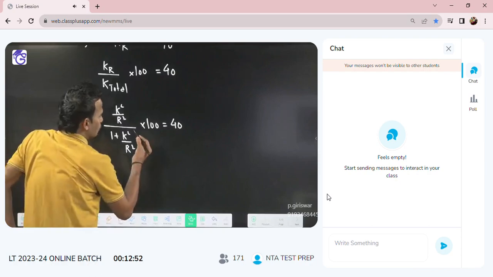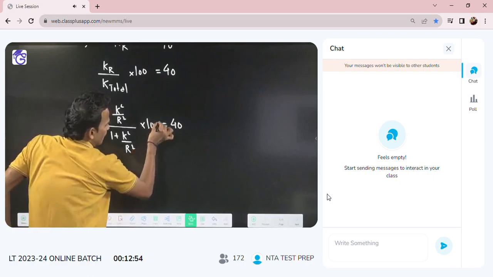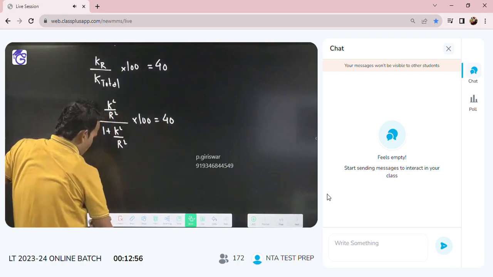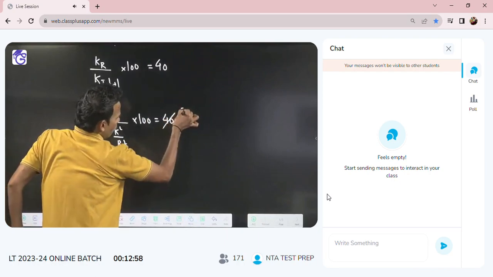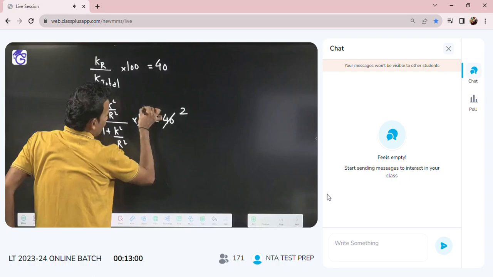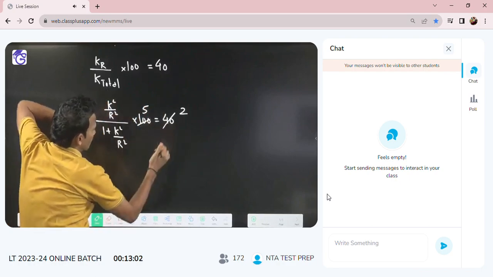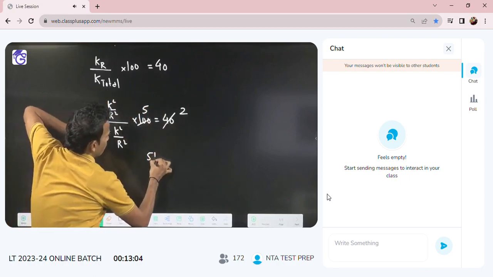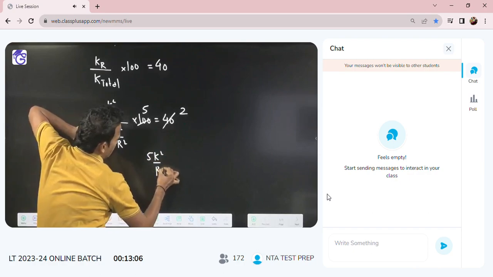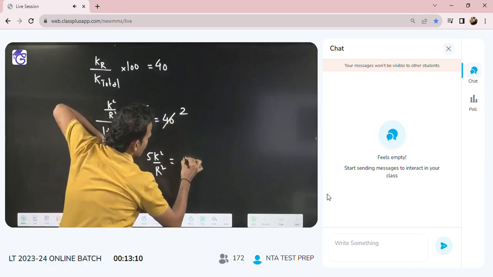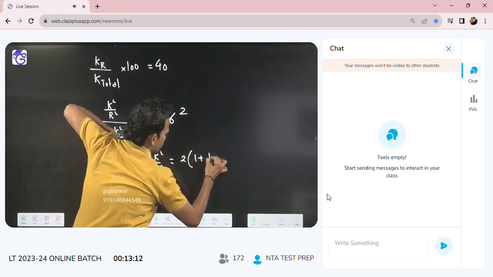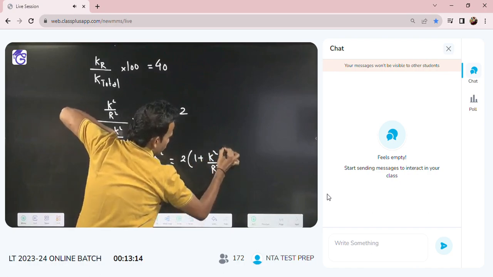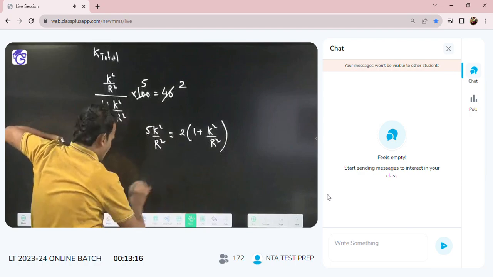Now from here you can do simple calculation. Better you can cancel these two. This will go with 2 times, this will go with 5 times. And you can cross multiply. So this will become 5k square by r square will be equal to, this will go that side, 2 into 1 plus k square by r square. Now from here you can calculate k square by r square.